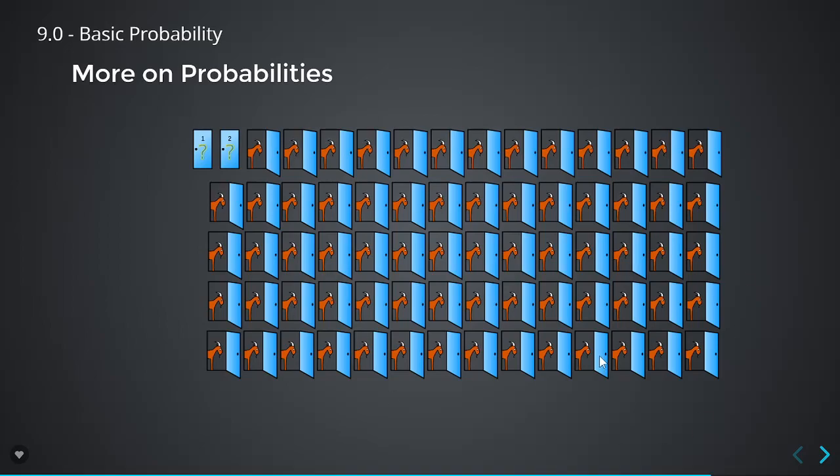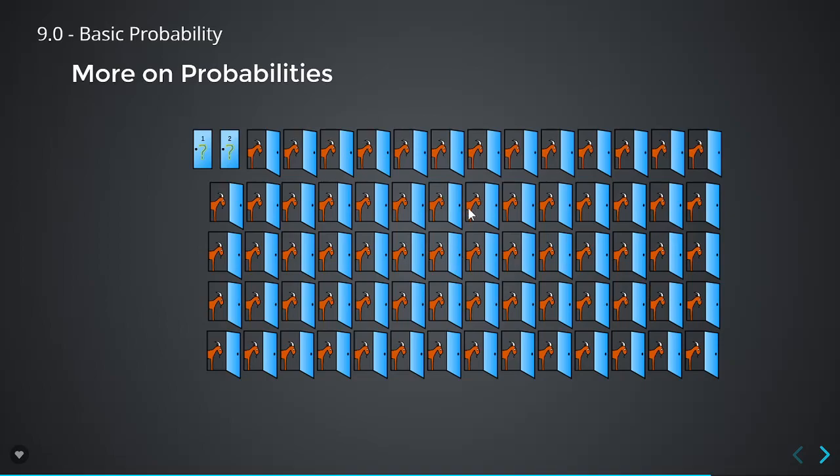So let's just say there are only 2 events. One event is the car is behind my door, and the second event is the car is not behind my door. If you add up the probabilities, you will get 100%. Like 1% chance the car is behind my door, and 99% chance the car is not behind my door.